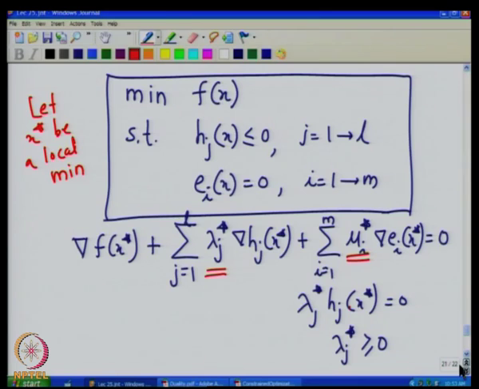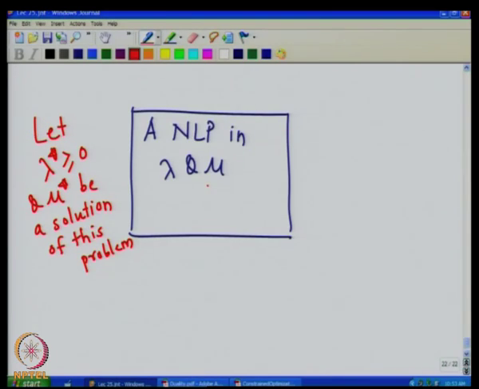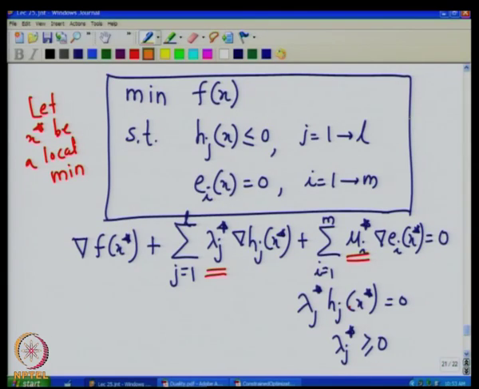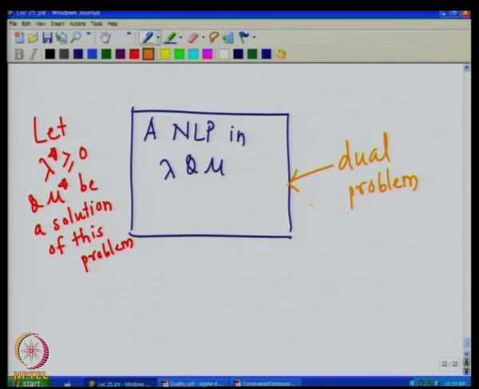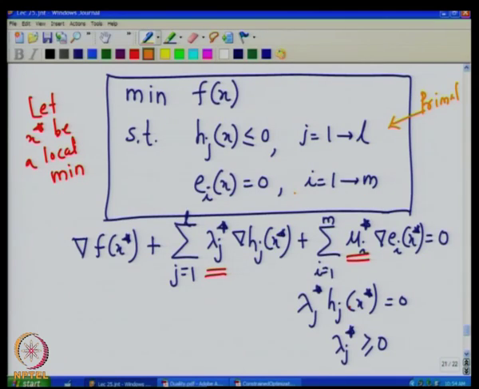So, this problem which we are going to study is called a dual problem, and the problem which we had originally written is called the primal problem. Now, note that although for a primal problem there exists a dual problem, a solution of the dual problem does not always give us the solution of the primal problem. Only under certain conditions can the solutions of this dual problem, lambda star and mu star, be used to get a solution of the primal problem.